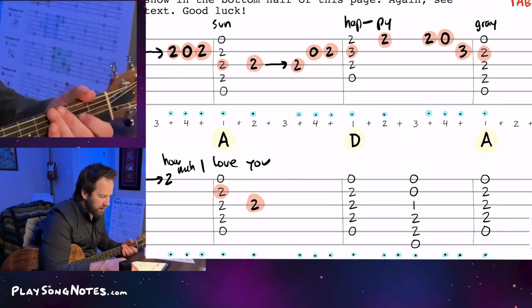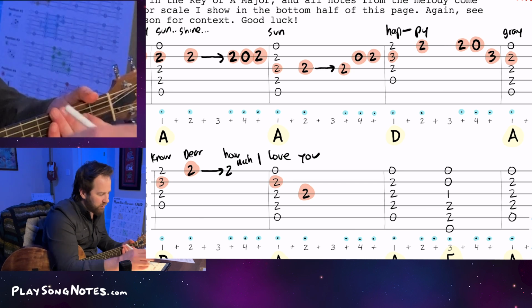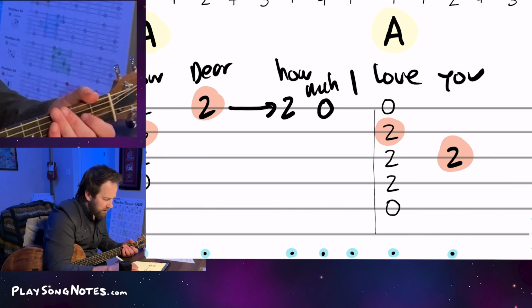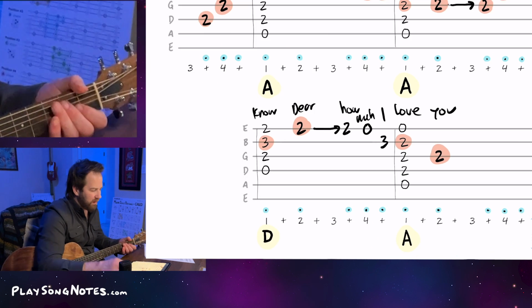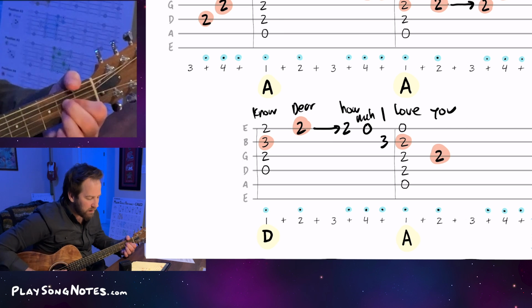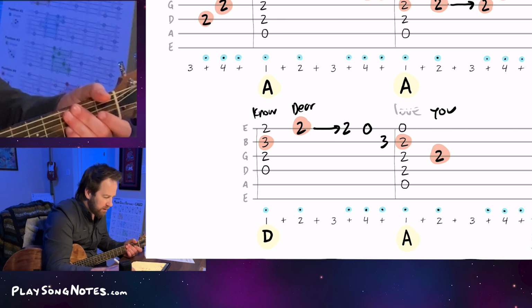Didn't we already do this? We did. Maybe we did after all. Right up here. Remember? So this is F sharp to E to D. Let's try that again. We already have our F sharp. Let's do an E. Let's do a D. And let's test it. Know, dear, how much I love you. I think that works perfectly. We're in good shape. Let's delete the words.